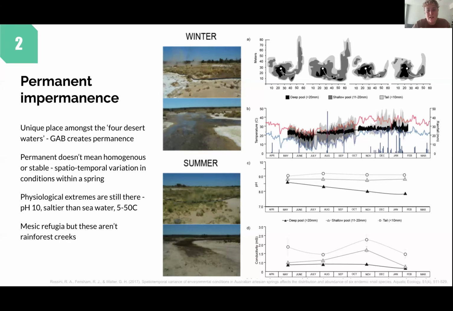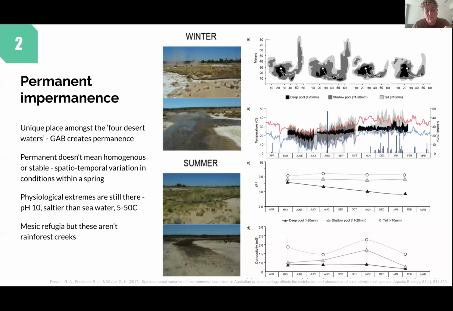This is water that's been flowing out of the ground since the inland of Australia was a rainforest. This is an ecosystem that's very unheard of in Australia, where most water is boom and bust. But something I've liked to try and challenge is that just because the water's permanent, it doesn't mean that it's homogeneous or stable.